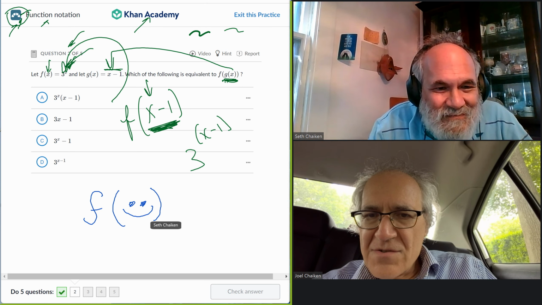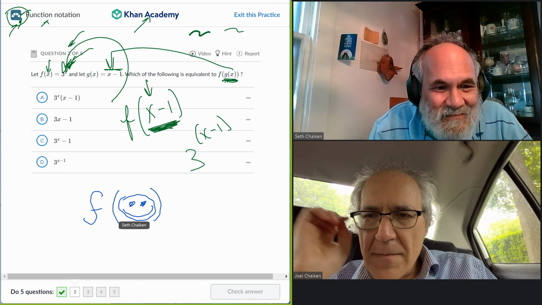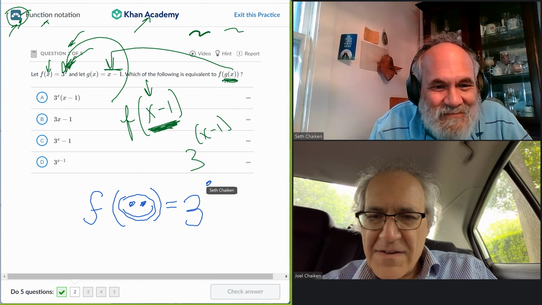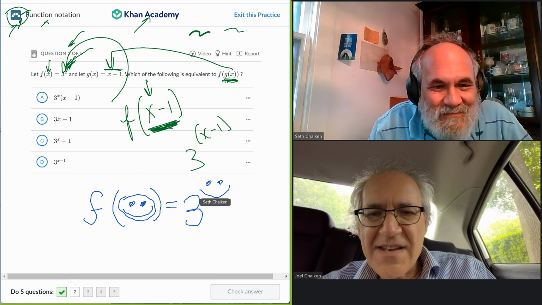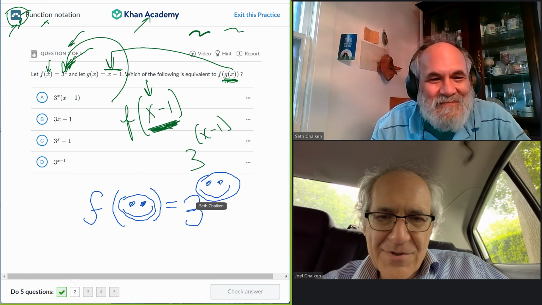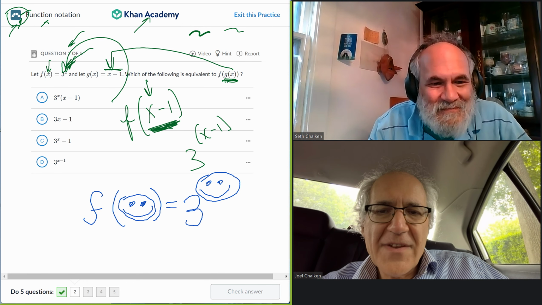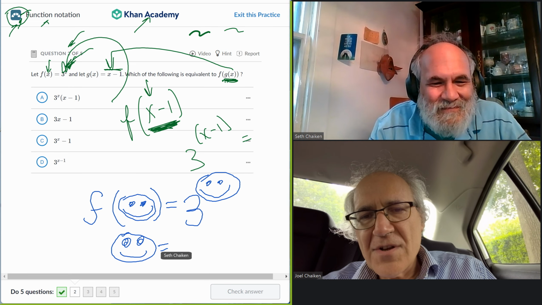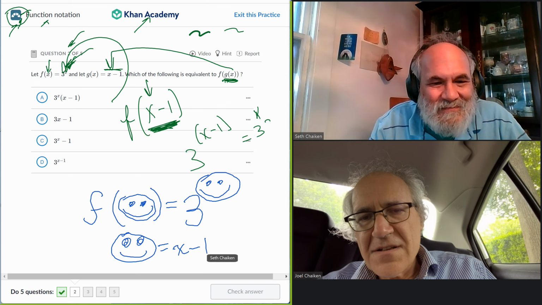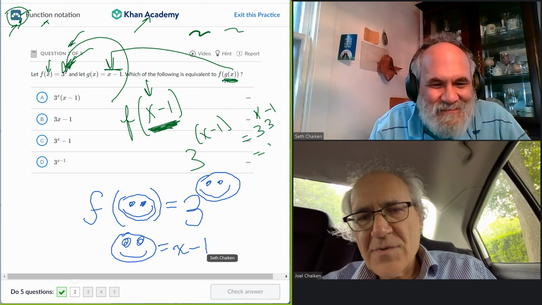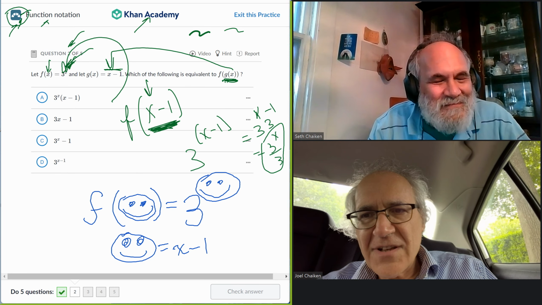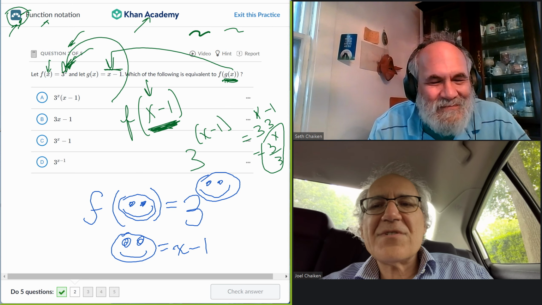And then they want you to do some fancy stuff here. Seth is using a smiley face as the placeholder. It doesn't matter what you use as the placeholder. Here, the smiley face is x minus 1. If they wanted to make the problem harder, they would do 3 to the x times 3 to the negative 1, which would be 3 to the x over 3. But they did not do that. Thankfully, this is not a question on exponents, although they could have done that too.